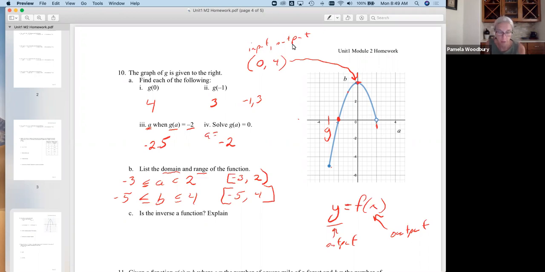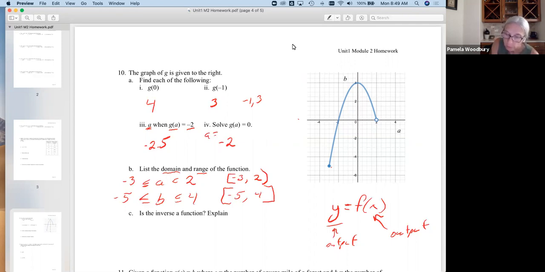So then finally, is the inverse a function? If I were to change this, instead of looking at my horizontal axis as my input and my vertical axis as my output, what if I changed it so that my vertical axis was now my input and my horizontal axis was now my output? In other words, what if these B values were my inputs and these A values were my outputs?